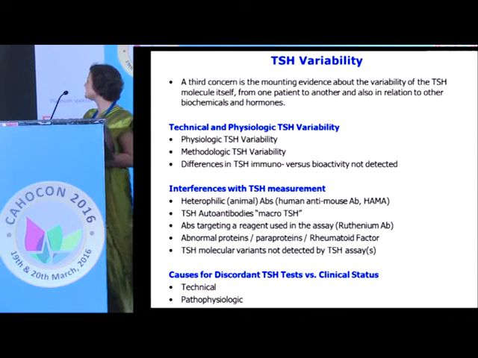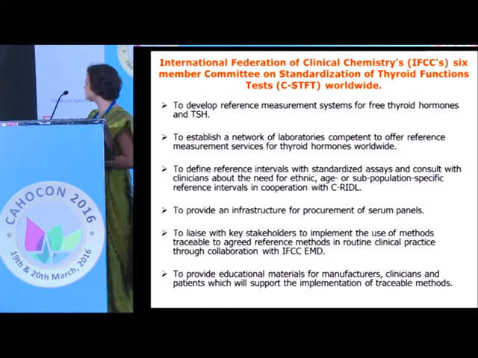Because TSH has physiological variability, methodological variability, heterophilic antibodies like HAMA, TSH autoantibodies or macro TSH, and antibodies targeting a reagent used in the assay, like ruthenium antibodies, and there are different technical causes or pathophysiologic causes.